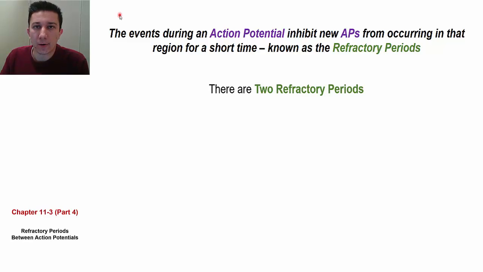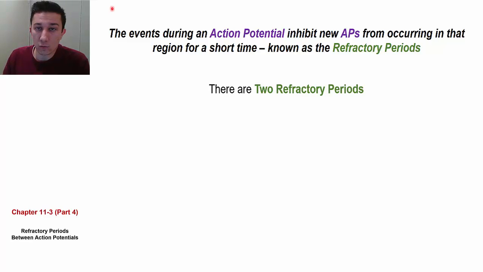So recall that an action potential occurs in one little part of the membrane and then propagates and causes a new action potential to begin at a different part of the membrane a little bit further down. But if we're just looking at the action potential that's occurring in one little part of the membrane, what we see is that the action potential itself actually inhibits a new action potential from beginning in that part of the membrane before that one has finished. So this phenomenon, or this event, is known as the refractory period.